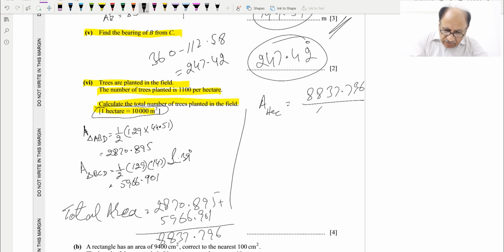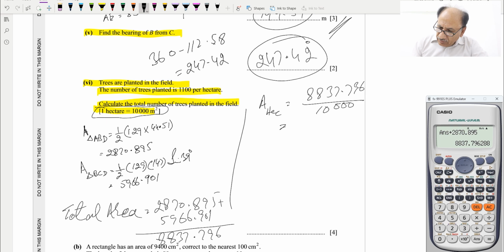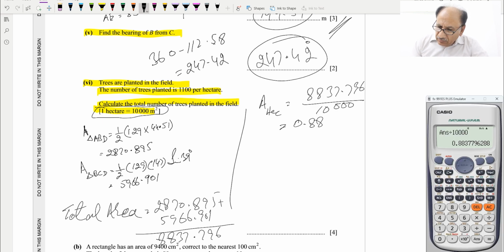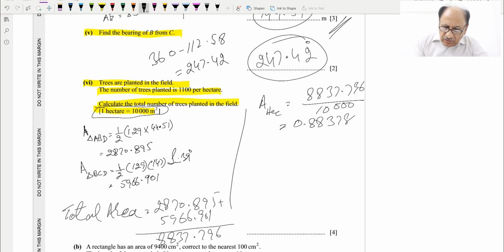8837.796 divided by 10,000 will be equal to 0.88378. They are saying this many plants in 1 hectare.